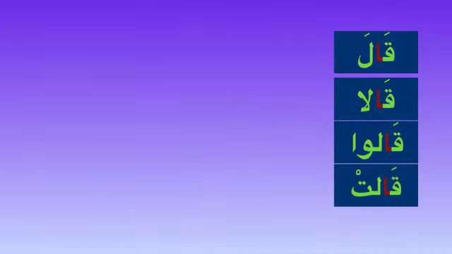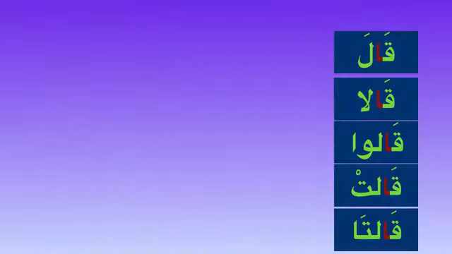How do we conjugate this? The conjugation also changes with these weak letters. It's very interesting to know how the conjugation comes up. Qala means he said. Qala means they both said. Qalu means they all said, those men, the waw representing them. Qalat means she said, and qalata means they both, female, said.